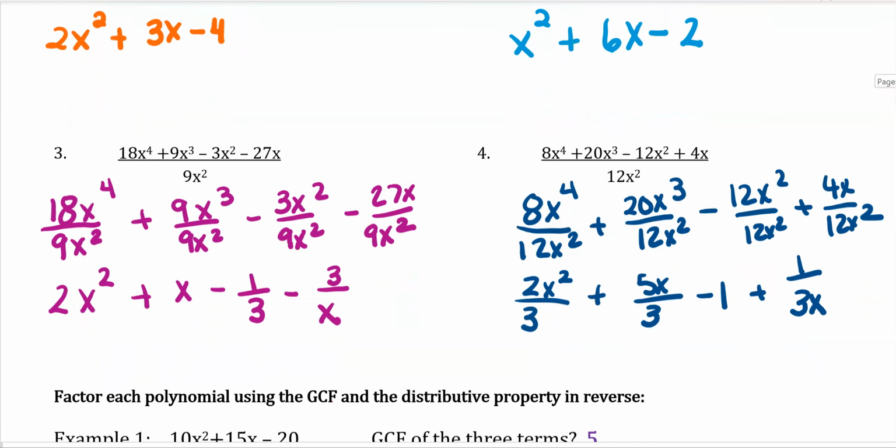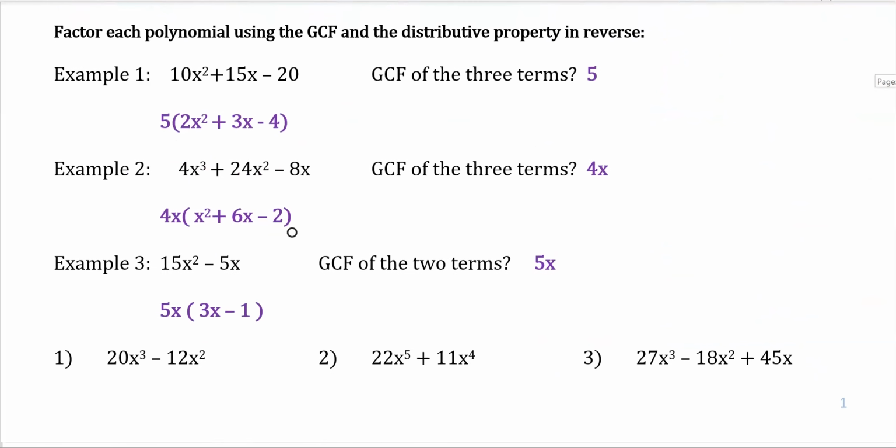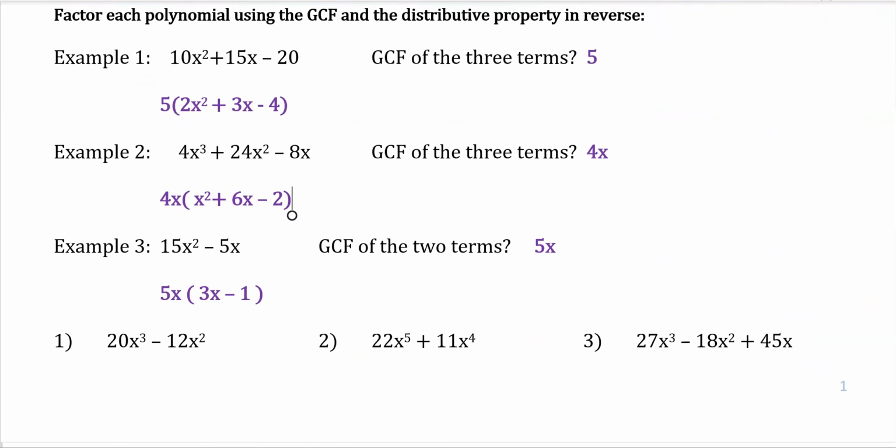All right, let's move on to factor each polynomial using the greatest common factor and the distributive property in reverse. So example 1, 10x squared plus 15x minus 20. You want to look at the coefficients to find the greatest common factor. It is the largest number that divides into each number evenly. 10, 15, and 20. The greatest common factor is 5.